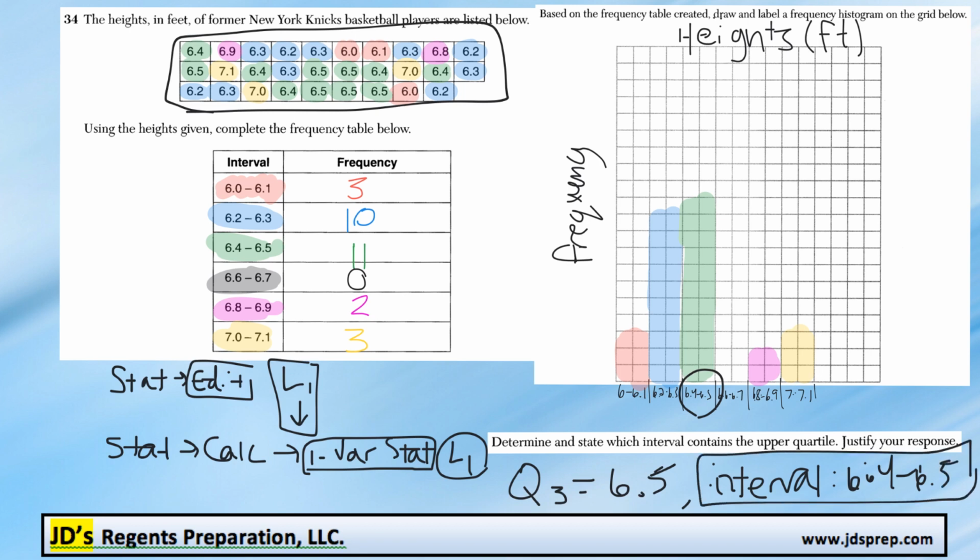So pretty time consuming, but that gets you the answer. The graphing calculator sure helps out with that.